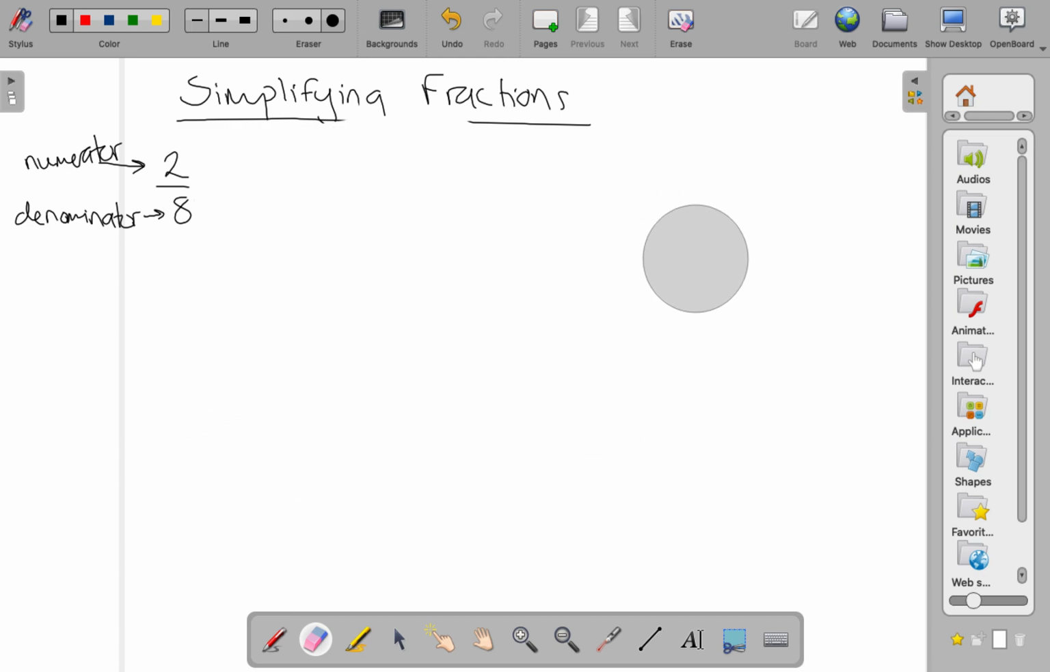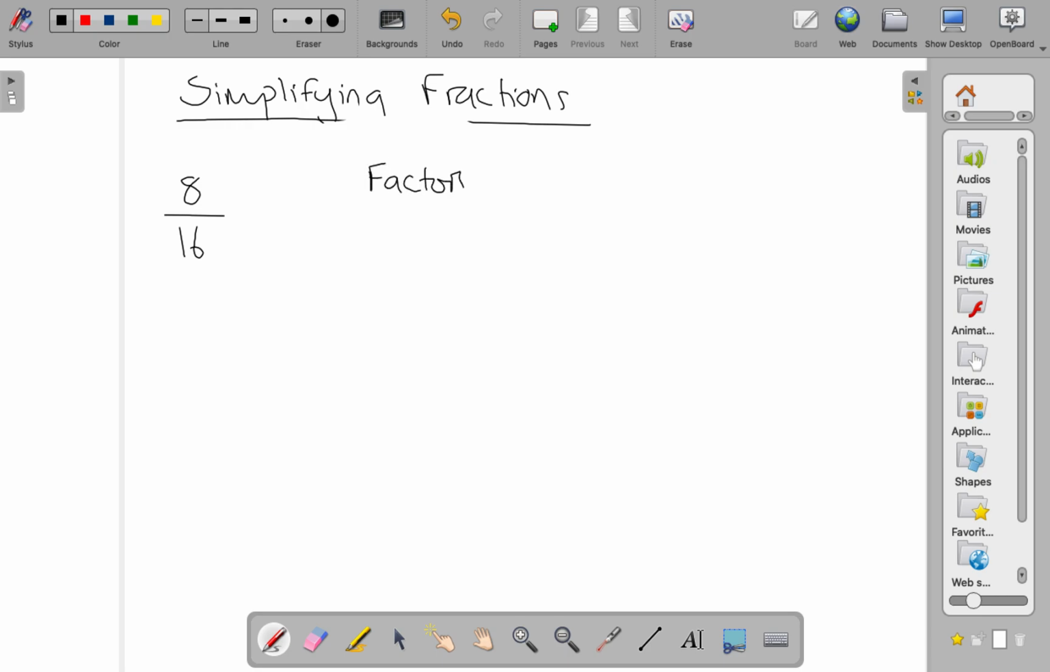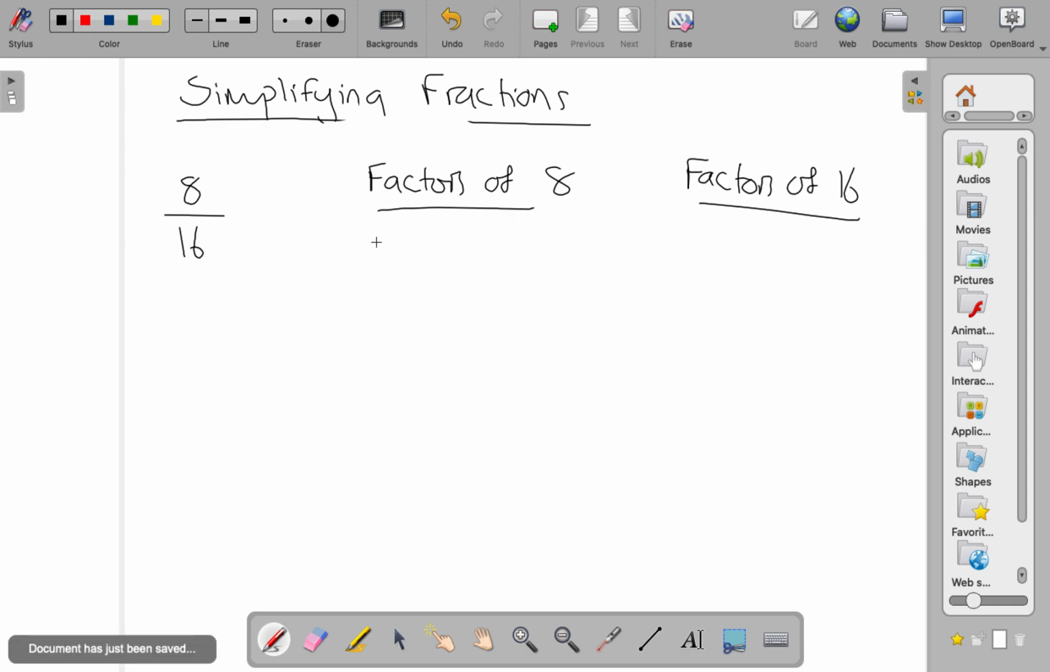So let's say this time we have 6/8, or should we go for 8/16? We'll go for 8/16. So we've got 8/16. We write down the factors of 8 and then factors of 16. So factors of 8, we've got 1, 2, 4, and 8. Factors of 16, we have 1, 2, 4, 8, and 16.